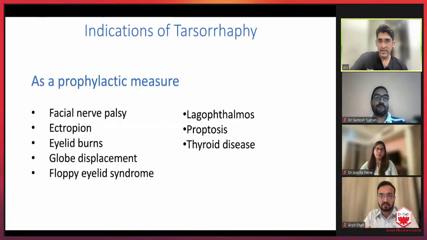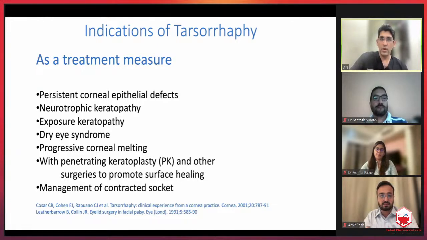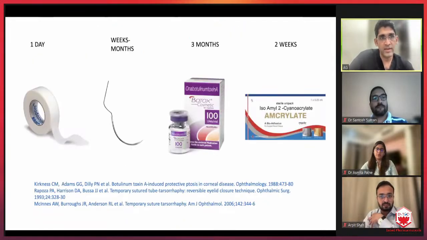Now, we have already discussed the indications of a tarsorrhaphy, but there are a lot of indications, especially corneal indications, which is why it is very important for a general ophthalmologist to master a tarsorrhaphy. Now, there are different ways to do a tarsorrhaphy. You can do temporary taping, which lasts for a day. You can do a suture tarsorrhaphy, which lasts from weeks to months.